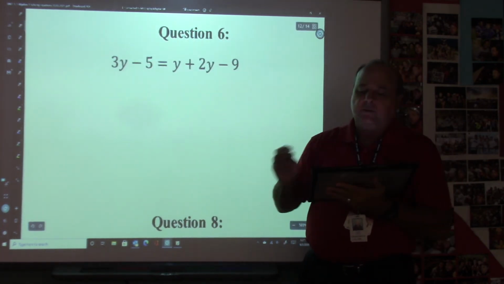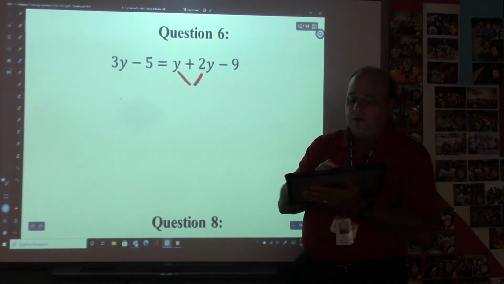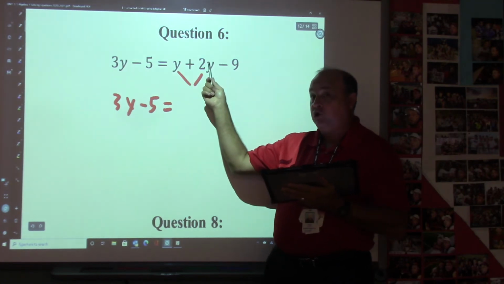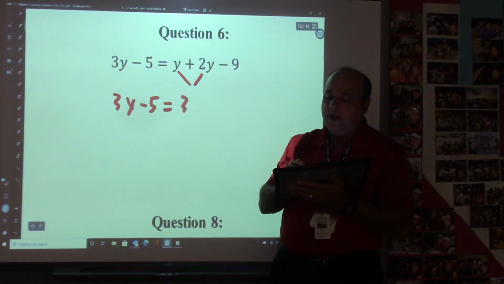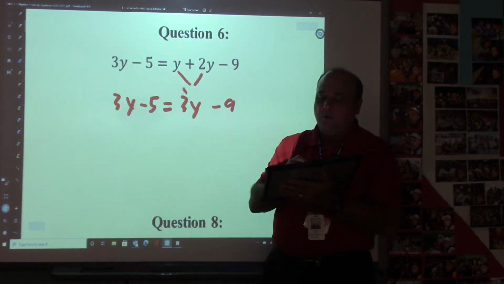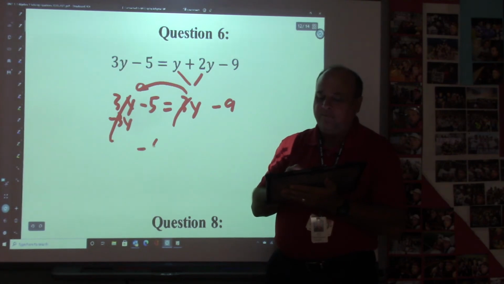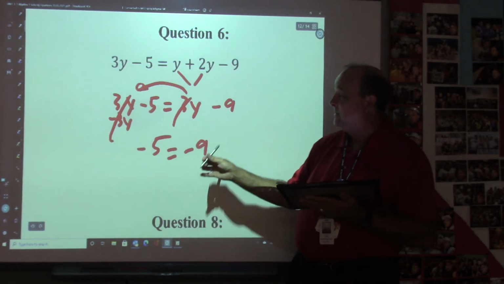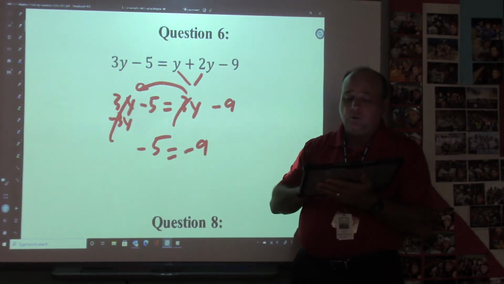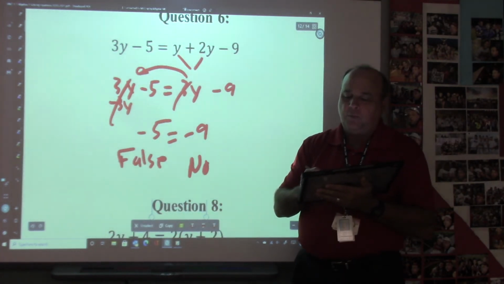Question number 6. Okay, this has a letter and a number, but this side has 2 letters, right? So we got to group them up. So 3y minus 5 equals 1y plus 2y is 3y, but I have minus 9, don't I? So the y's are the same, right? When I move this y over, the y's will cancel, won't they? So I'm going to have negative 5 equal negative 9. Is that true? That is not true, is it? So you would write down false, and if you write down false, you're going to put no solution.